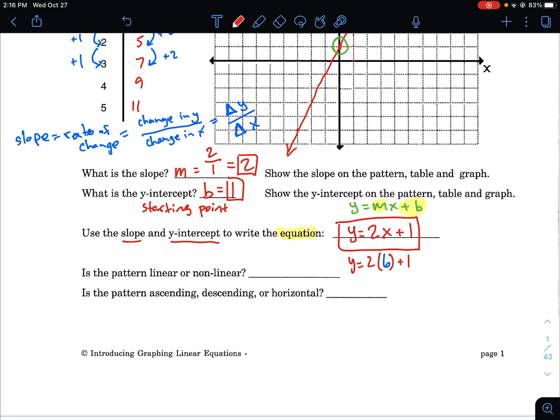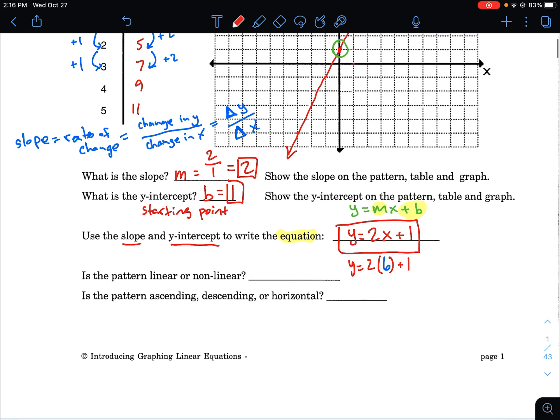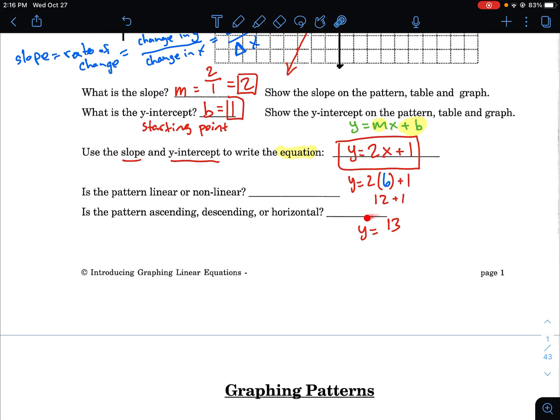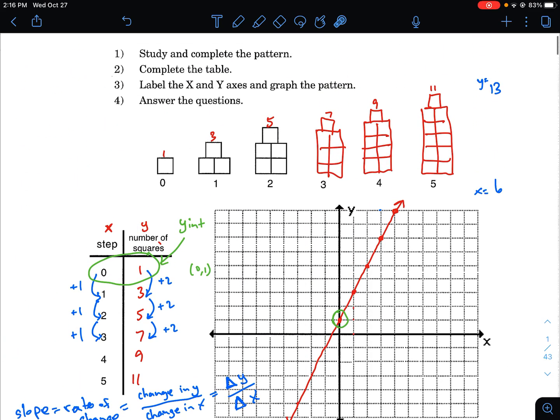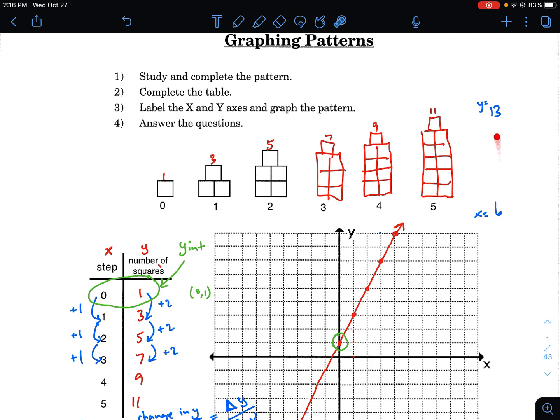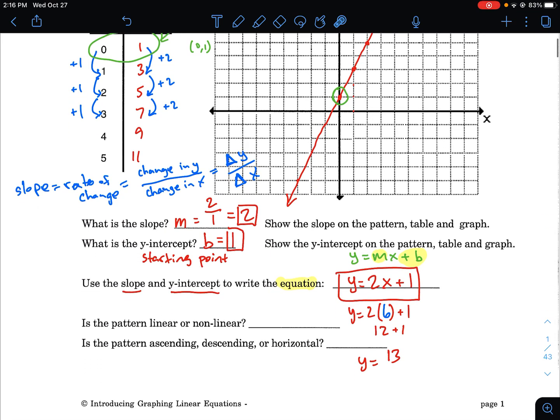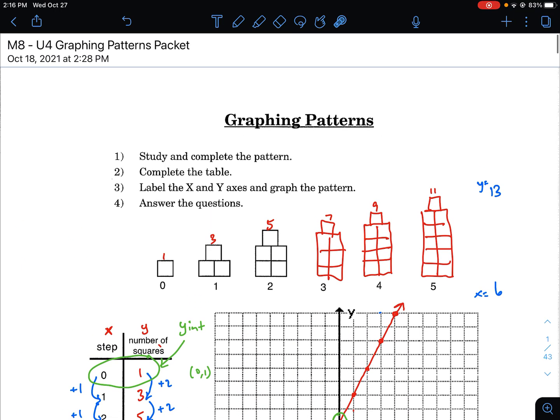So y would equal 2 times the number of steps, which is 6, plus 1. 2 times 6 is 12. Add 1, that equals 13. So y equals 13. So what this is saying is at the 6th step, we should have 13 boxes. Let's see if that's true. Let's see, at the 6th step, 13 boxes? Yeah, that is true. So we can use our equation to figure out all sorts of stuff, like what if there are 121 boxes? What step are we on? Or at the 80th step, how many boxes might we have?